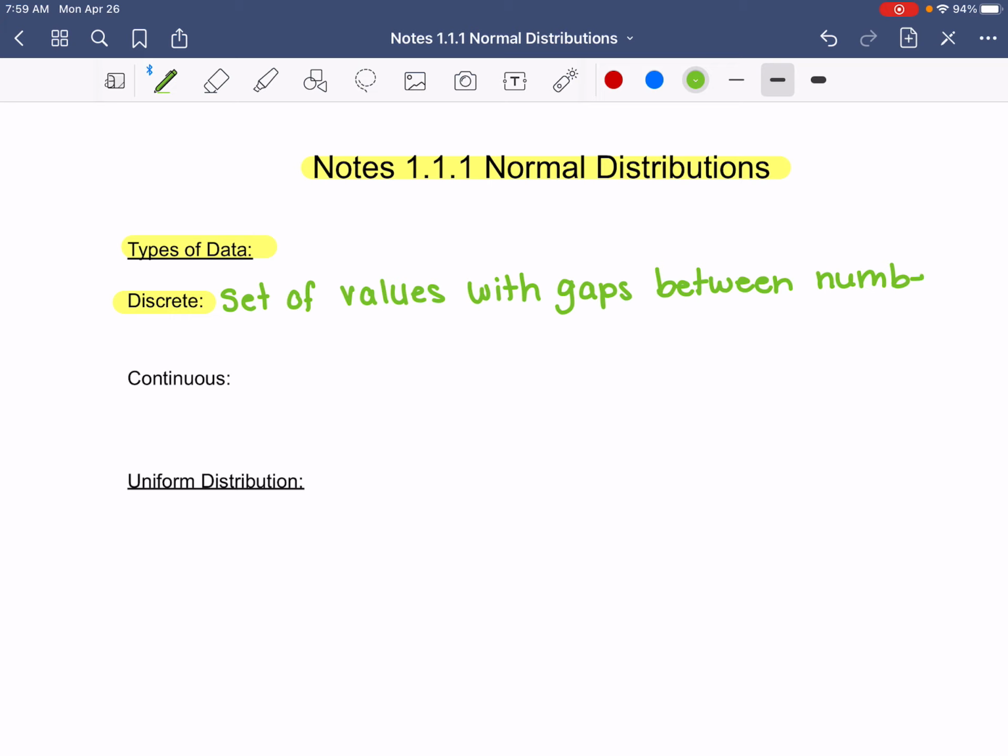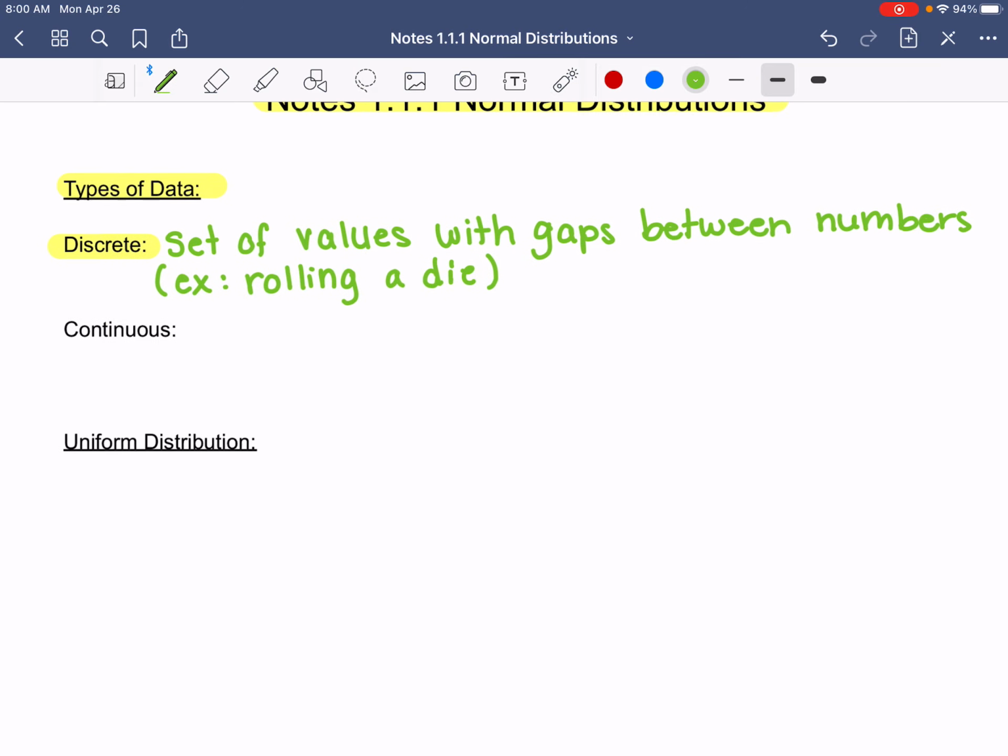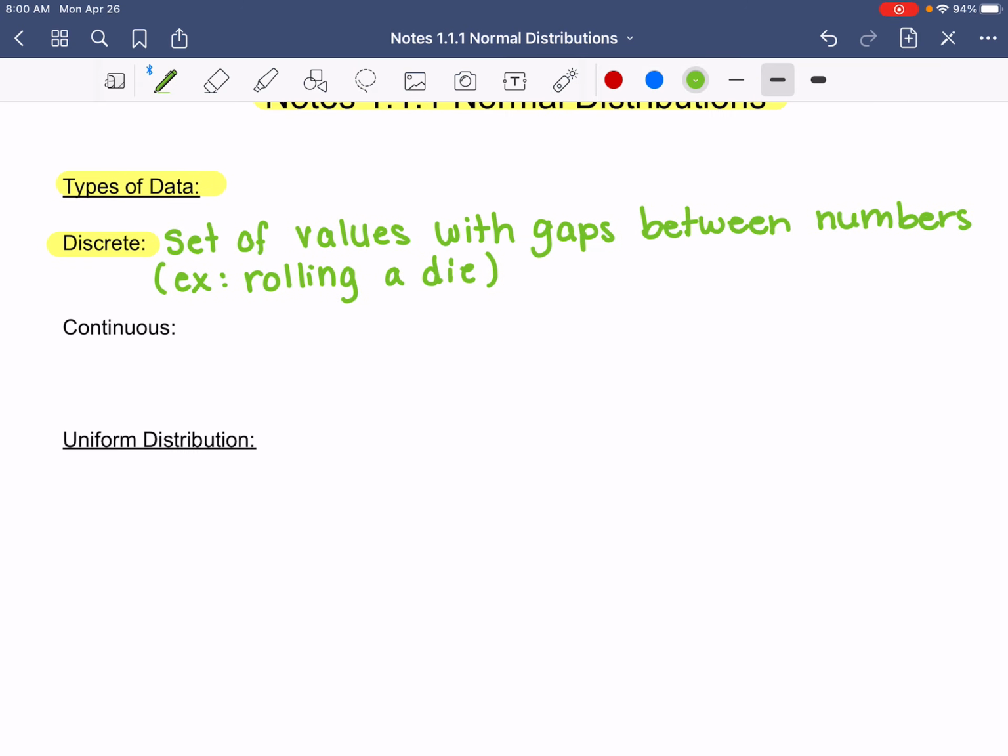So for example, rolling a die would be a discrete set of data because you can roll a die and get a 2, you can roll and get a 6, but you can't roll and get a 2.5 or a 3.9. You can get a 1, 2, 3, 4, 5, 6. There's nothing in between those numbers.